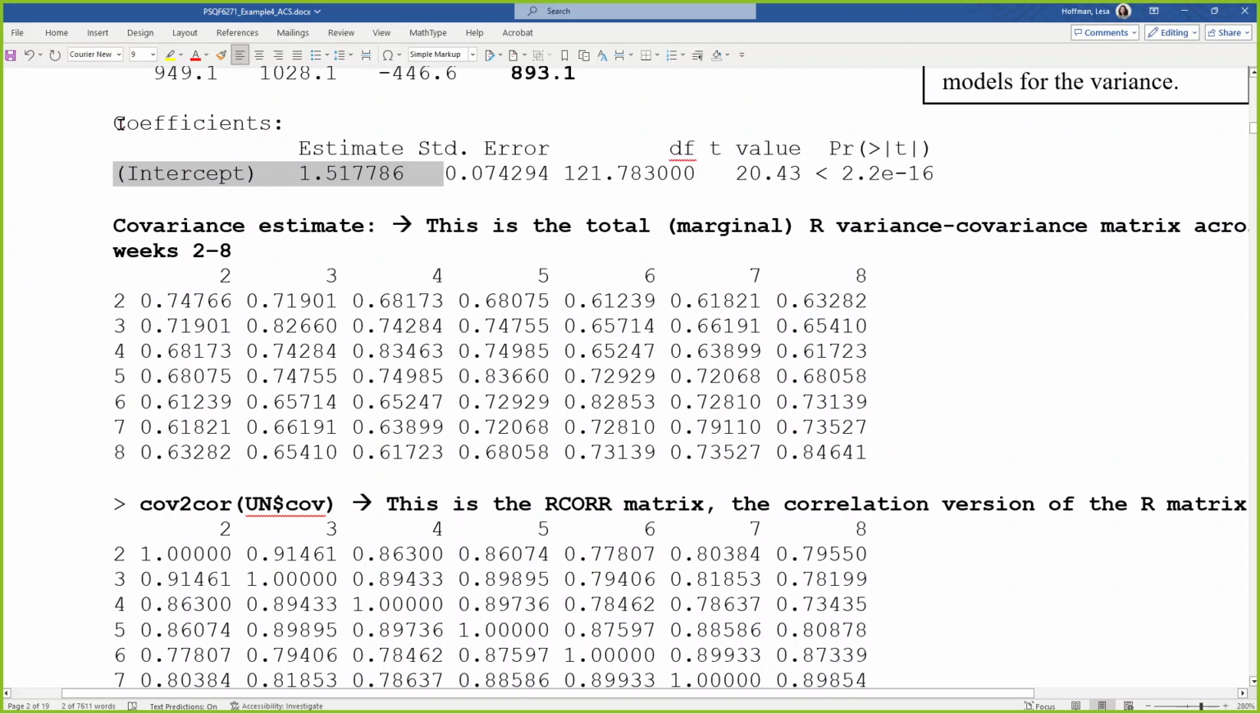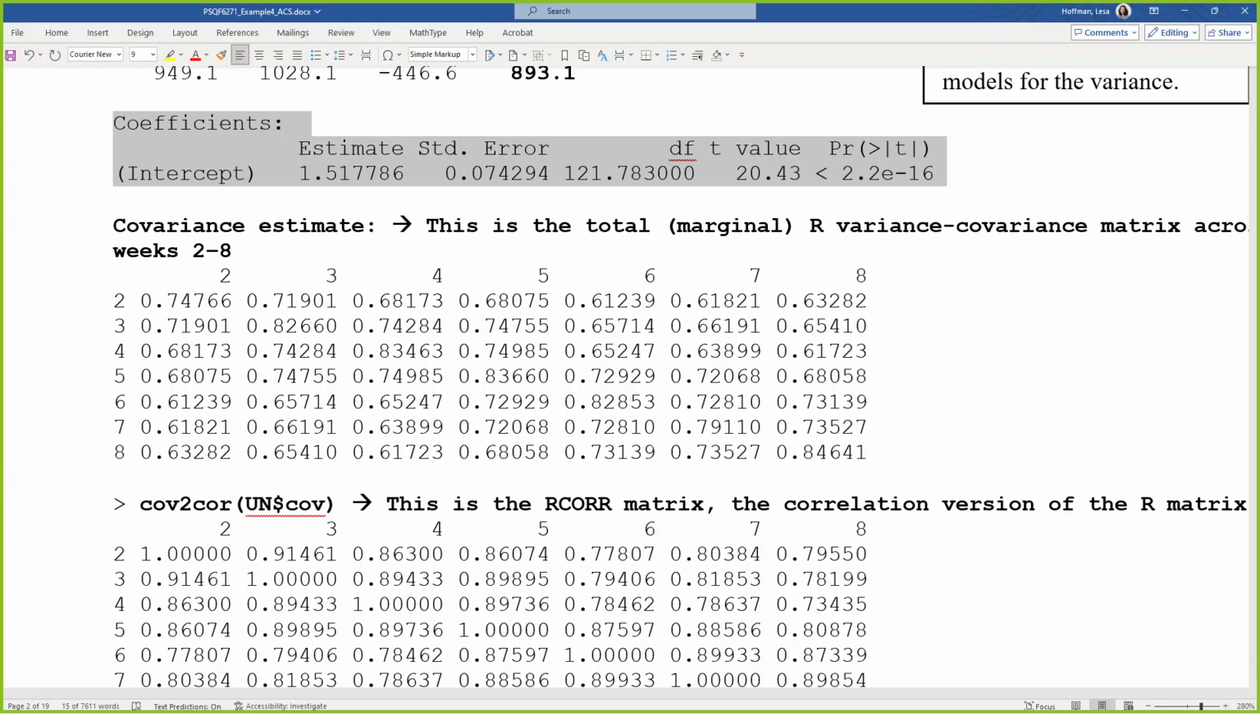So my fixed effects, there's only one. 1.5 is my fixed intercept. This measure, by the way, has been log transformed because it was very positively skewed. So on a log scale, that's the average amount of psoriasis severity in the sample. We're not going to worry about that from here on out. The interest is in the variance patterns and covariance patterns.